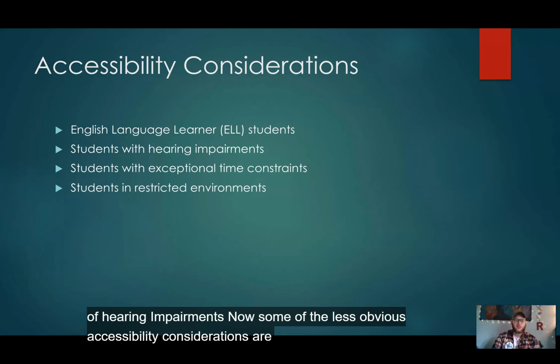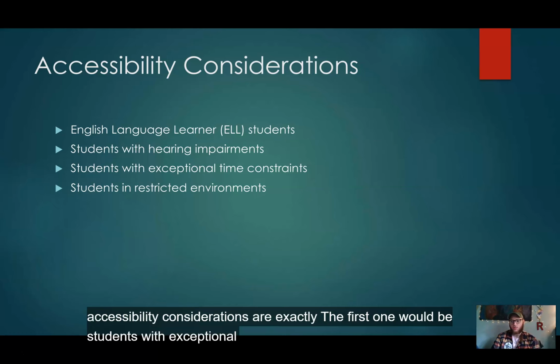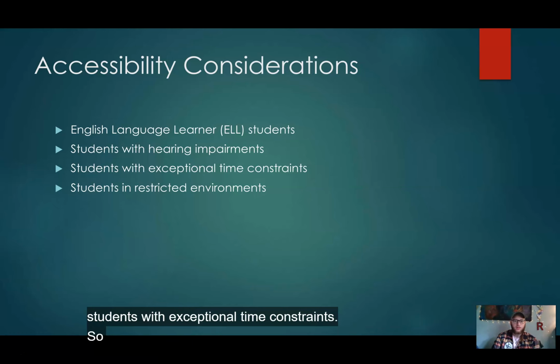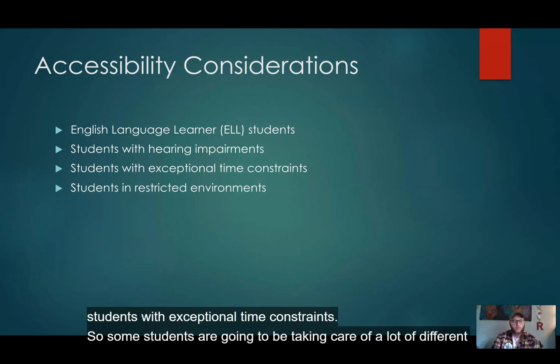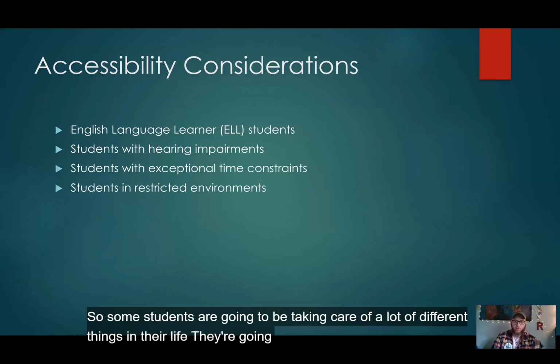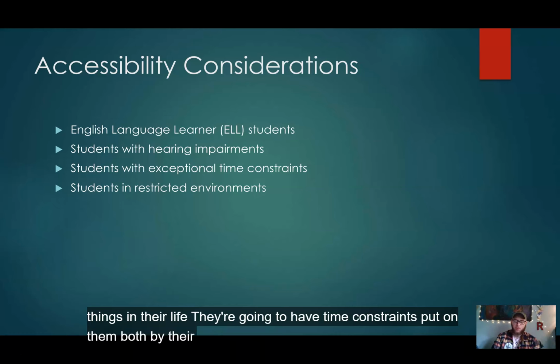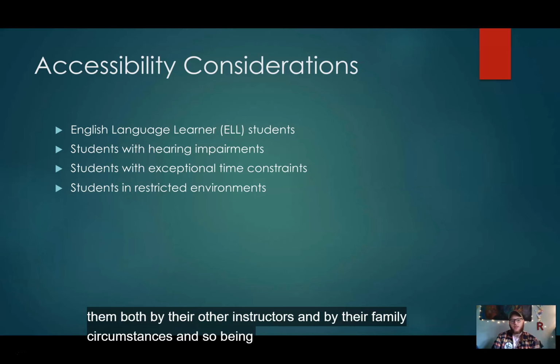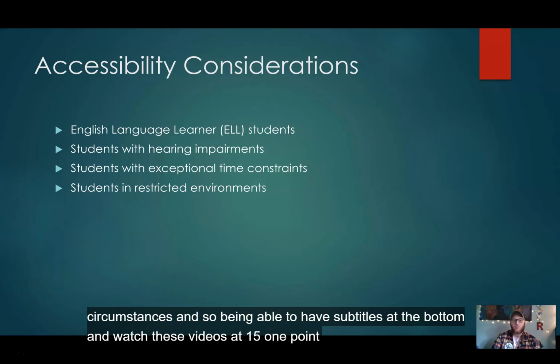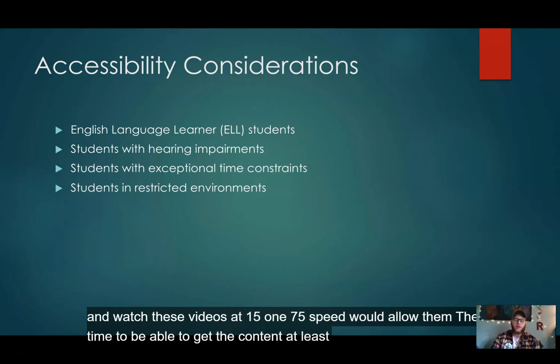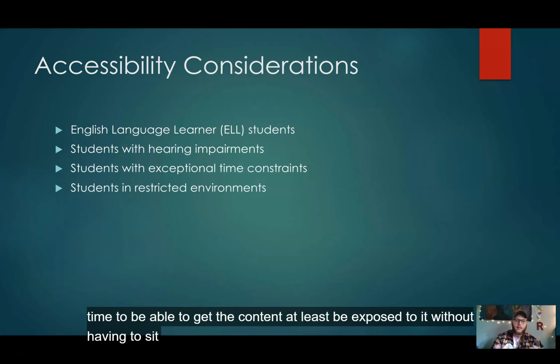The first one would be students with exceptional time constraints. So some students are going to be taking care of a lot of different things in their life. They're going to have time constraints put on them both by their other instructors and by their family circumstances. And so being able to have subtitles at the bottom and watch these videos at 1.5, 1.75 speed would allow them the time to be able to get the content, at least be exposed to it, without having to sit through a lengthy presentation of this type of material.